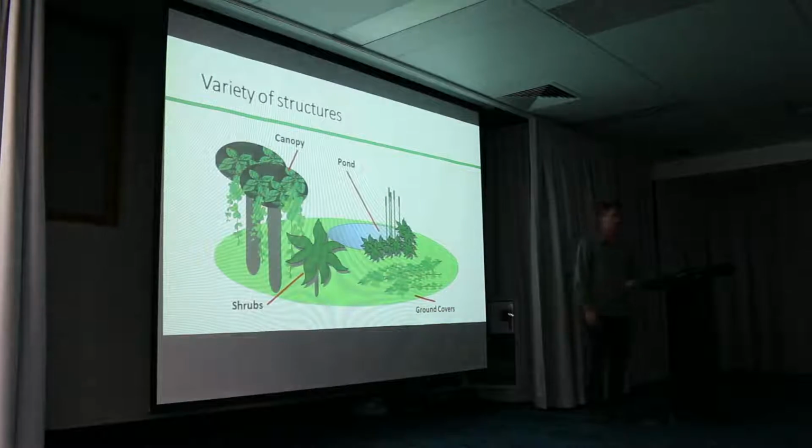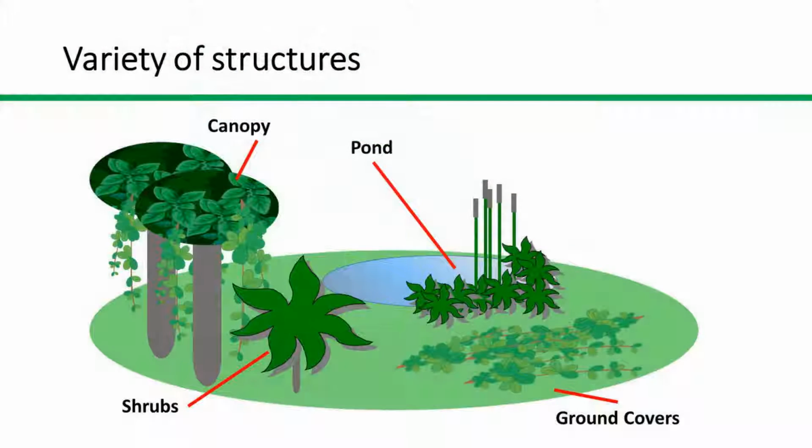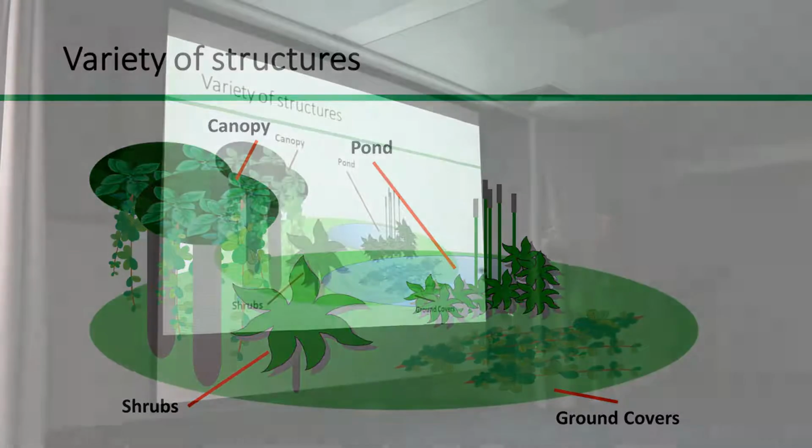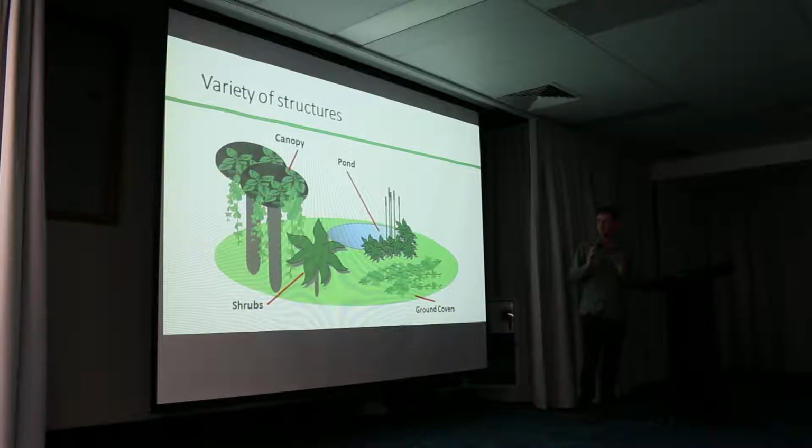So now we're going to talk in terms of variety of structures. First, the canopy. That's important for all the arboreal animals, but we'll break all these down into specifics so I can go into what animals are attracted to each. So you have all your general stuff. If you incorporate all these layers, you can attract a much greater diversity of different animals.